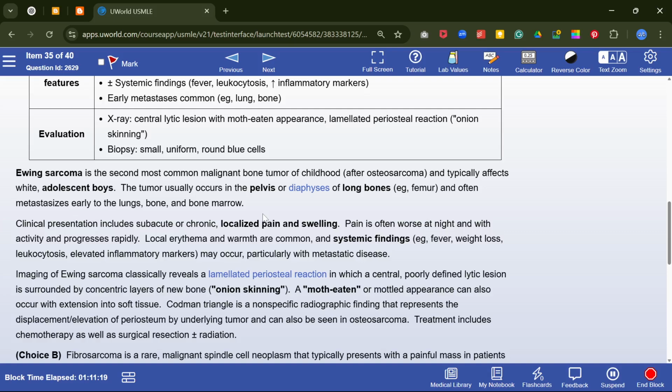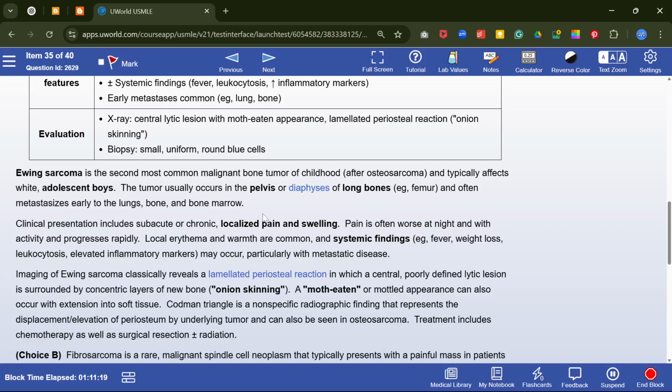The tumor usually occurs in the pelvis or diaphysis of the long bones and often metastasizes early to the lungs, bones, and bone marrow. Clinical presentation includes subacute or chronic localized pain and swelling. Pain is often worse at night and with activity and progresses rapidly. Local erythema and warmth are common.